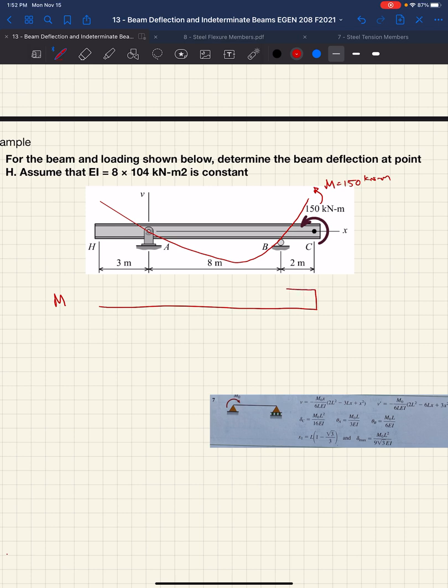We have no applied load or shear out there. No shear. It's going to be constant. And then it's going to come back down to 0. Or just do something like that. That's our moment diagram.